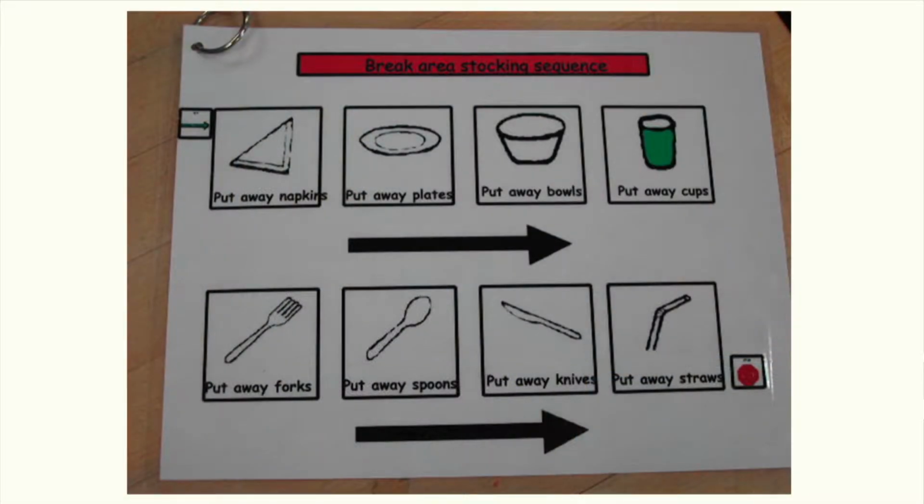Break area stacking sequence. So here's a sequence of what you do. This is for an older student, maybe a student that's of transition age, and you're getting them ready to go and do some work experiences. So you put away the napkins, put away the plates, put away the bowls, put away the cups. Those are your jobs, and this is the sequence that you do it in. And then put away the forks, spoons, knives, and straws, and then you're finished. So these are all the things that you need to do, but this is the order you need to do it in.